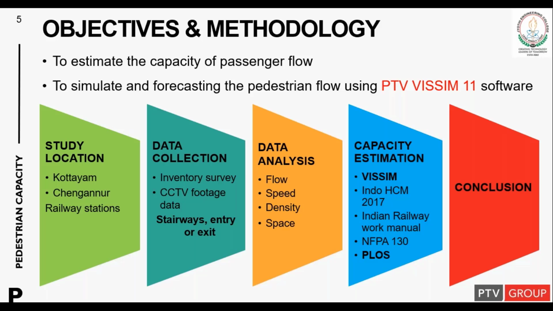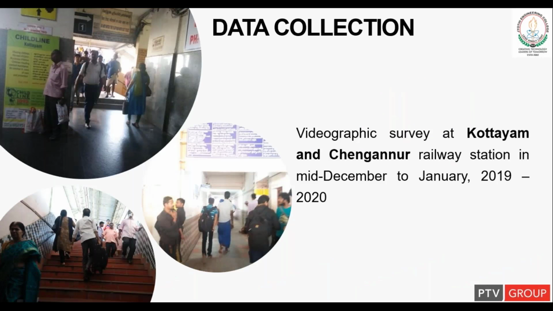Then capacity estimation is done by using Vissim based on the guidelines provided by Indo HCM, the Indian Railway Works Manual and NFPA. Based on that, pedestrian level of service has been found. Based on that, the conclusion has been made for the improvement of future developments. And for the data collection, the videographic surveys are recorded from the CCTV footage.